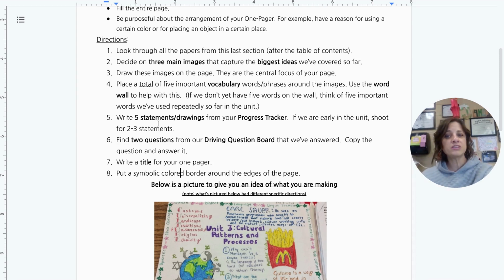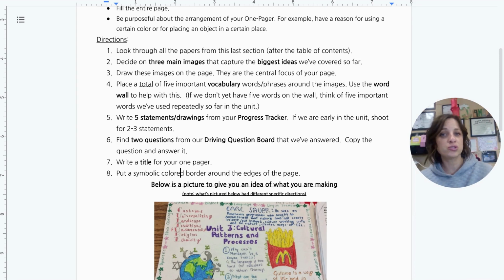Then I want them to find 5 statements or 5 drawings from their progress tracker or trackers and put them on the page. If we're early in the unit, maybe we only have done 1 progress tracker or 1 question from the progress tracker, then 2 to 3 statements. And those, again, are evenly placed or strategically placed around the page.